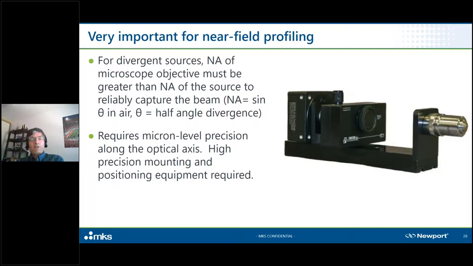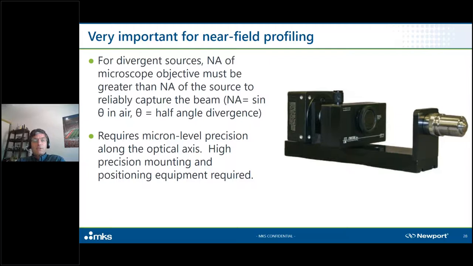For near field profiling of divergent sources, the NA of the microscope objective must be greater than the NA of the source to reliably capture the beam. The numerical aperture should be equal to or greater than the sine of the half angle divergence, assuming we're in air. So you want to make sure you're using a high NA microscope objective lens that has a numerical aperture larger than the sine of the half angle divergence. Otherwise, you will not reliably capture the near field profile.